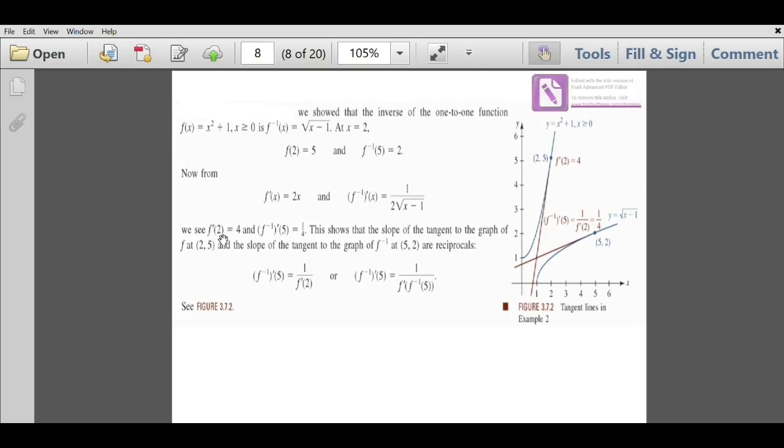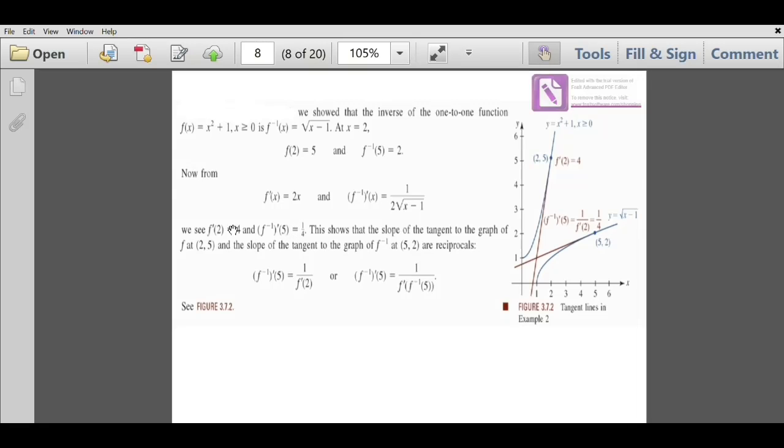Why do we choose here the derivative at 2, whereas we choose here the derivative at 5? Because we know that 2 is in the domain of f, so we need to find the derivative at the domain, so f prime at 2. But for this one, if the point (2, 5) is in f, that means the point (5, 2) is in f inverse. So 5 here is in the domain of f inverse. That's why we evaluate the derivative of f inverse at 5, not at 2.